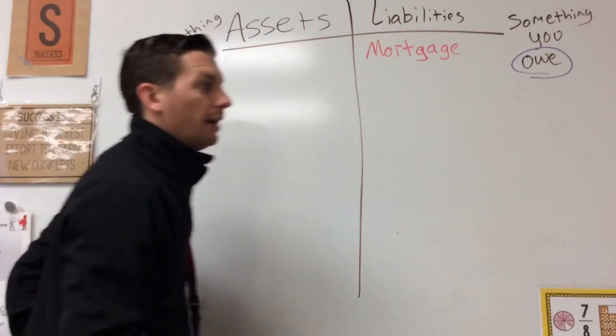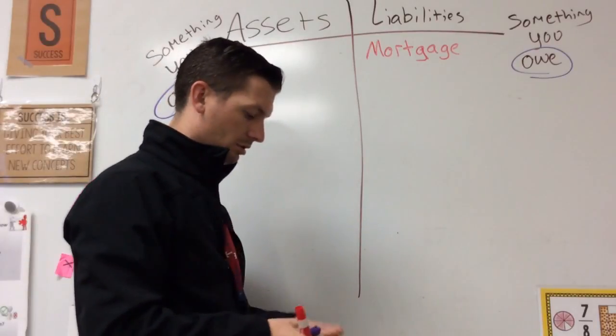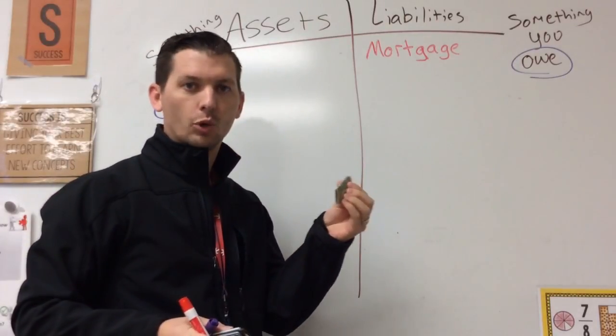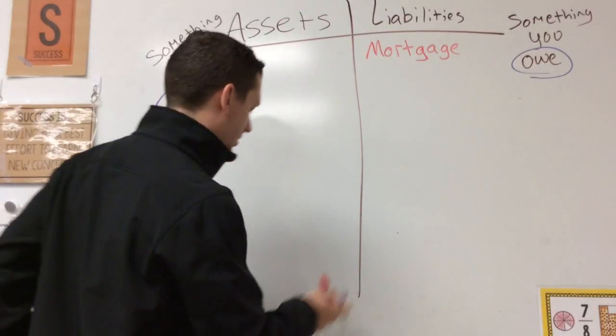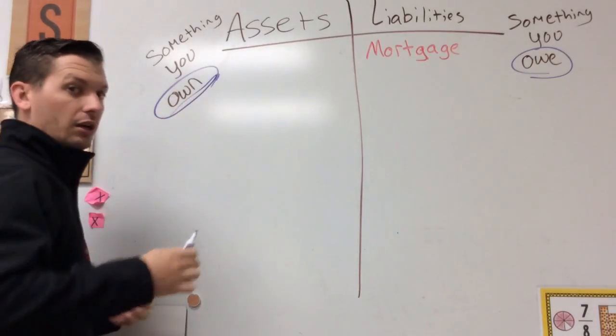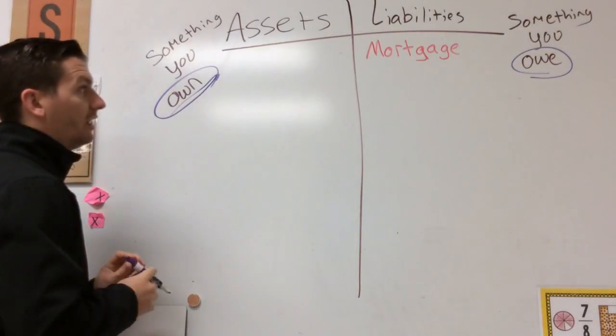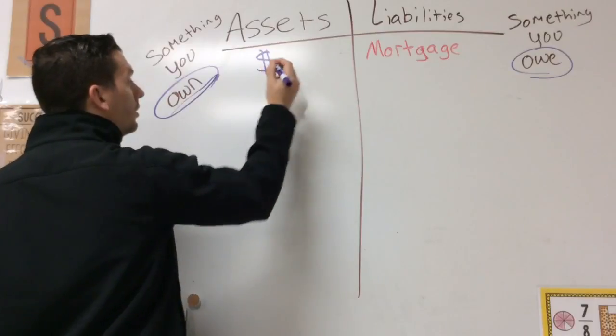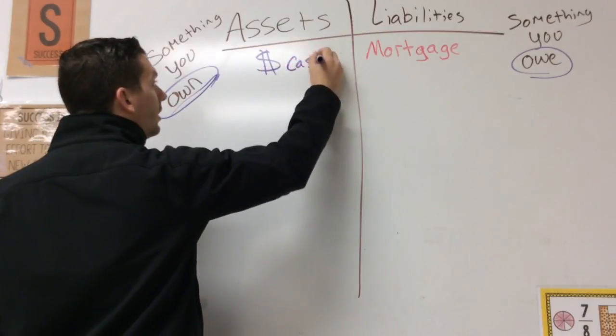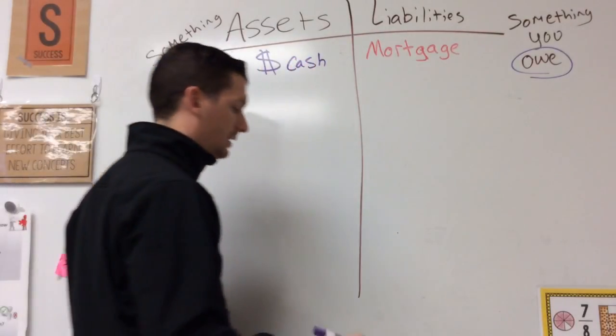Okay, I have $1 in my pocket. $1. Is that going to be an asset or a liability? Well, I own that dollar, right? That's mine. I don't have to give that dollar to anyone. I can keep it forever. So that's going to go here under assets.